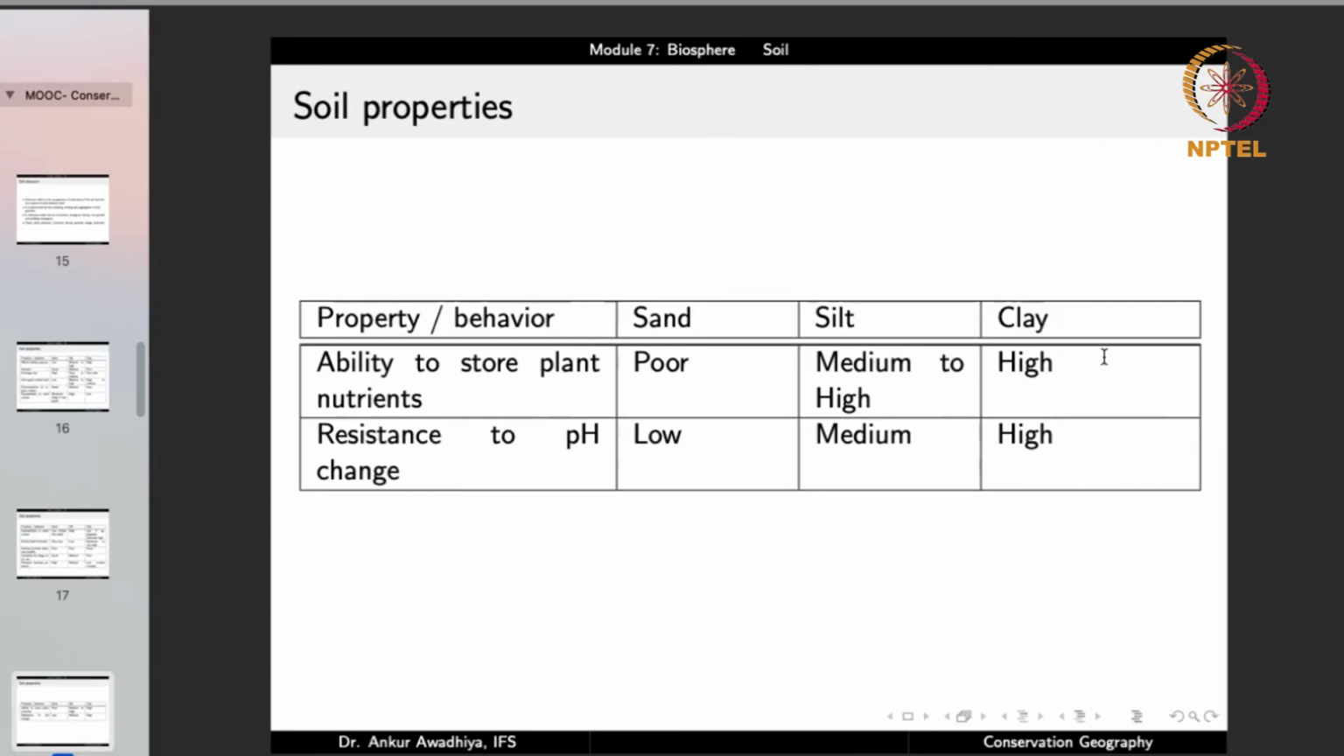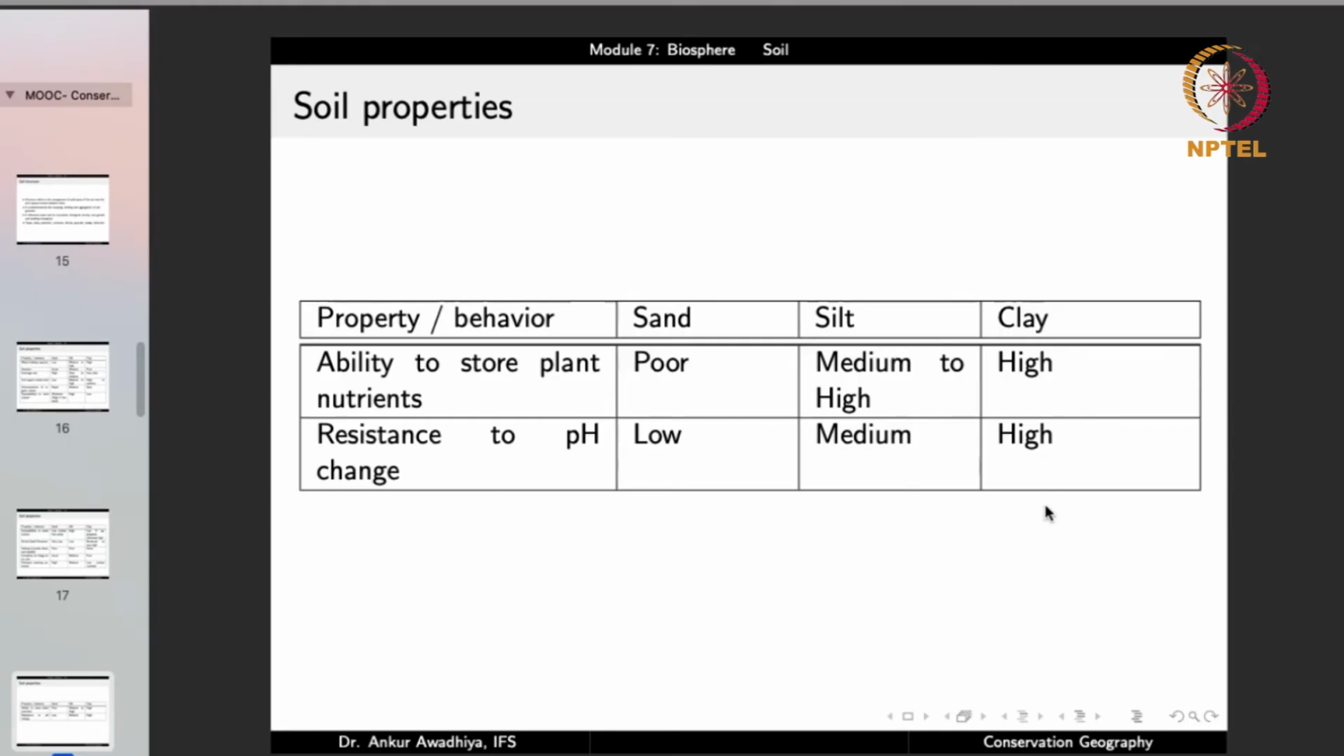Ability to store plant nutrients is high in the case of clay, not only because it has very small size particles, but at the same time because it also has a lot of organic matter. Sand has a poor ability to store plant nutrients. Silt comes in between.